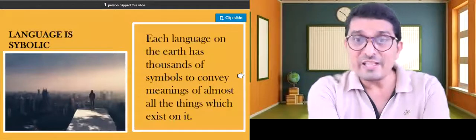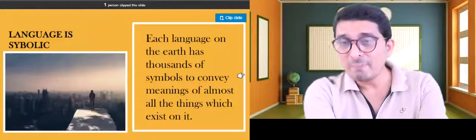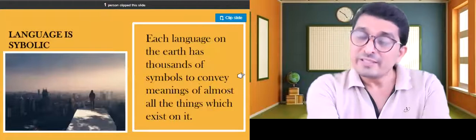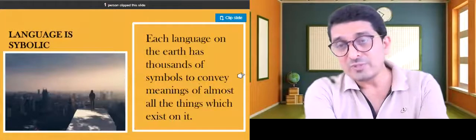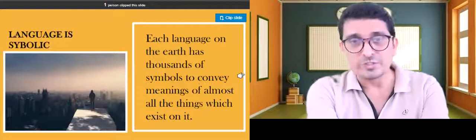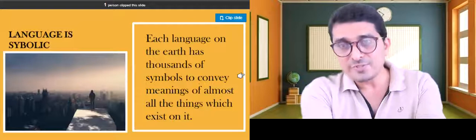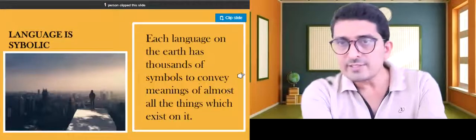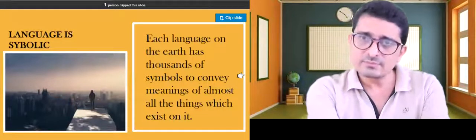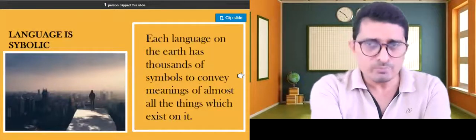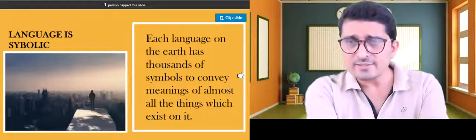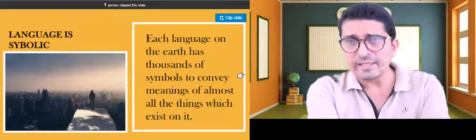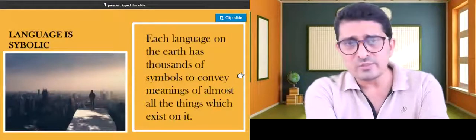And in each language on this earth, there are thousands of sound symbols and graphic symbols. And each and every thing in this world can be conveyed by using each and every language, because it has got lots of symbols, sound symbols and graphic symbols. See, if you're using gestures, how many gestures are there? How many types of body movements are there? Very limited. But there are different symbols in each language. So it's another feature of language.